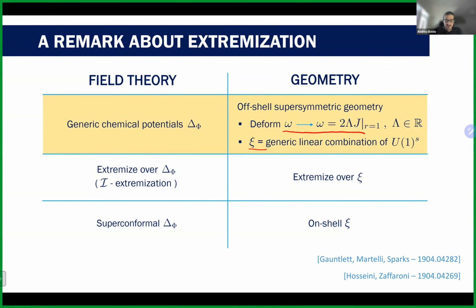Our result is achieved purely off shell, so we don't need to actually go on shell later on. You can do that, but it's not needed. So we are working with generic chemical potentials and these off-shell geometries.